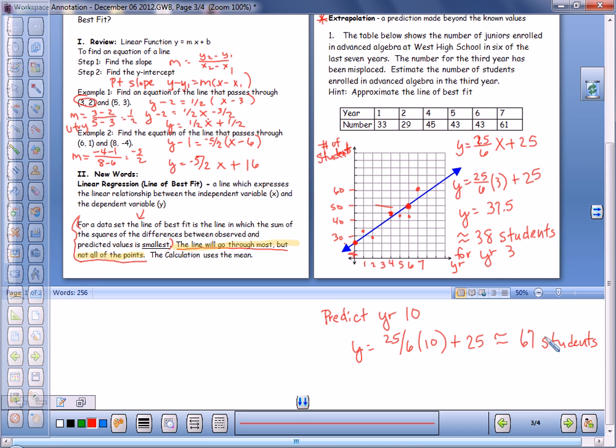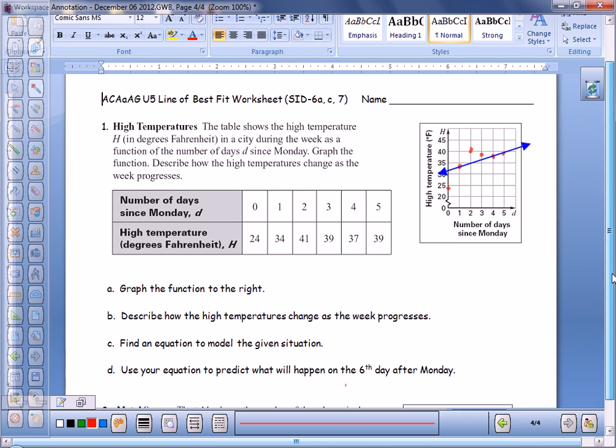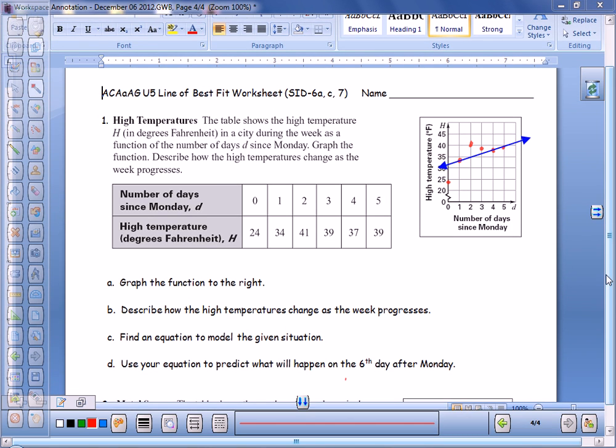Okay, now let's go to that second note page. This one we're going to do number 1 together, and I'm going to have you start with number 2 for your homework. So your homework is to finish up number 2 on this page and then complete the packet we started in class yesterday. All right, in this it gives us a table of temperatures, and then it asks us to graph the function. So go ahead and hit pause again, and I would like you to graph those temperatures.